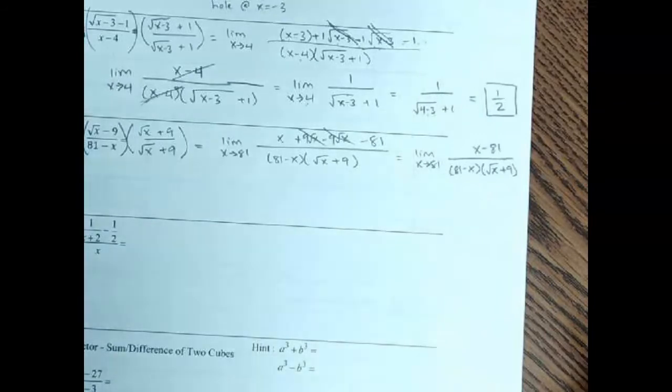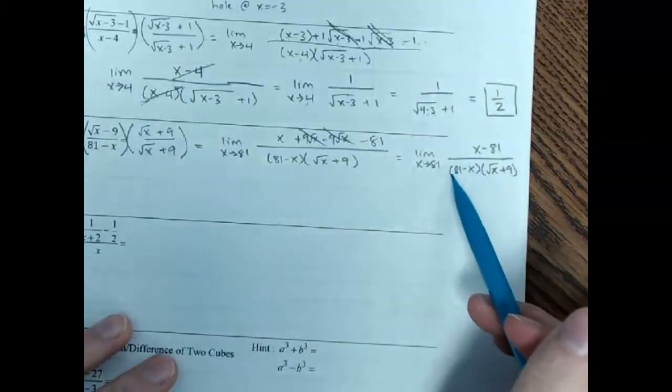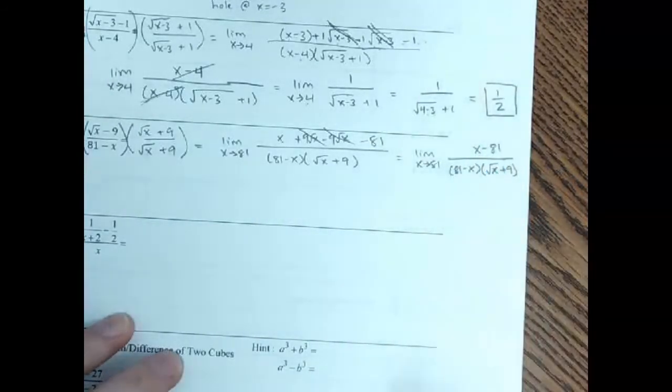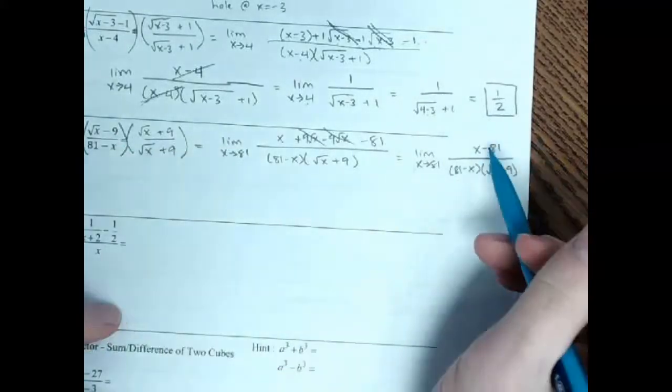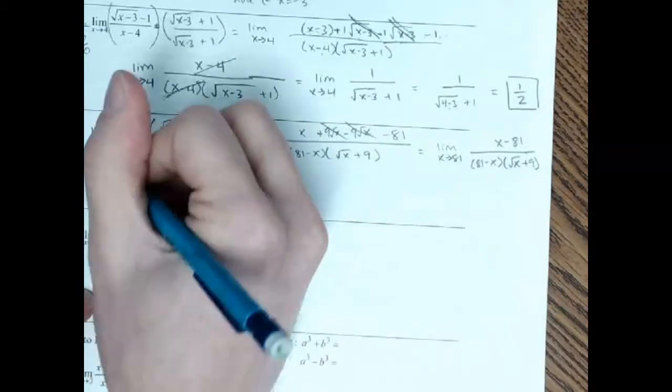But what I can do, either from this term in the bottom or from this term in the top, is factor out a negative. And then if I factor out a negative from one of the terms, it's going to end up being the same. I'm going to factor out a negative from the top, just because I think that's a little bit easier to see.